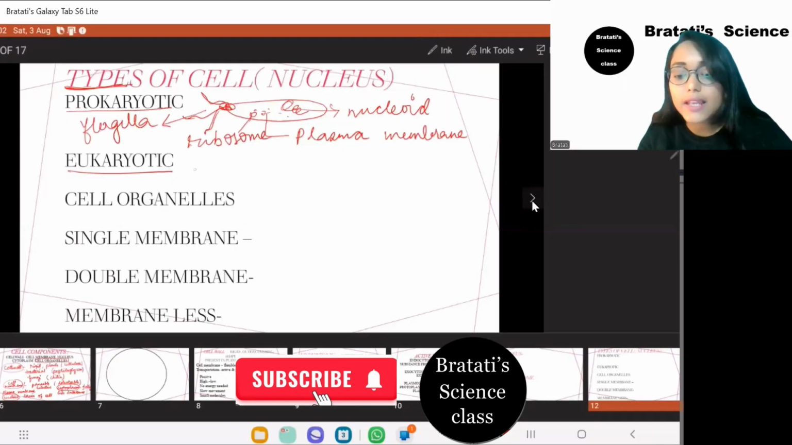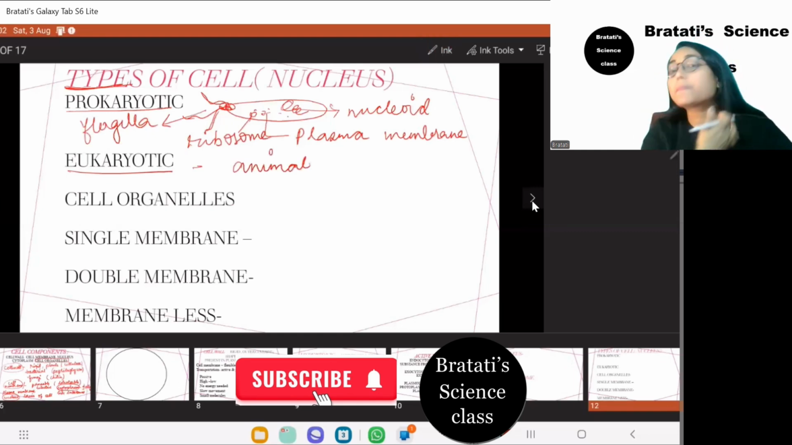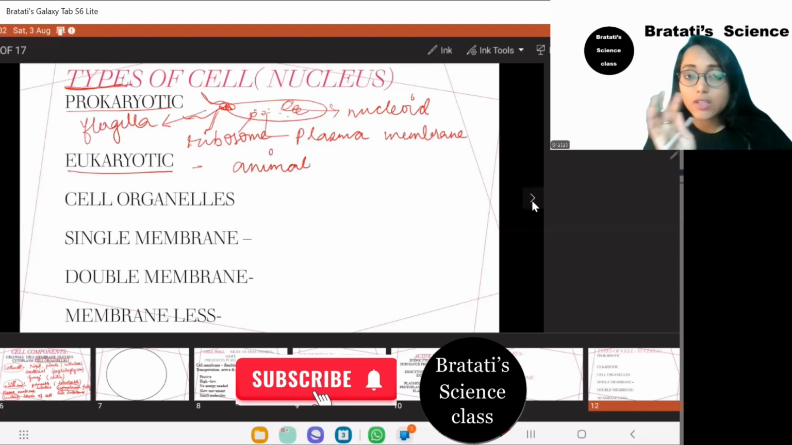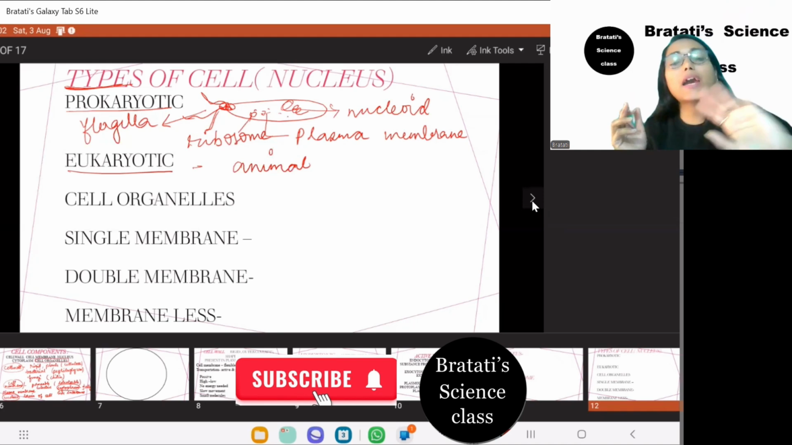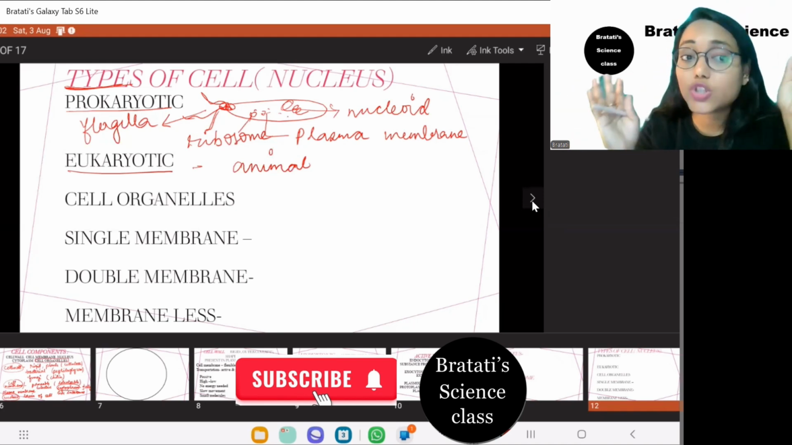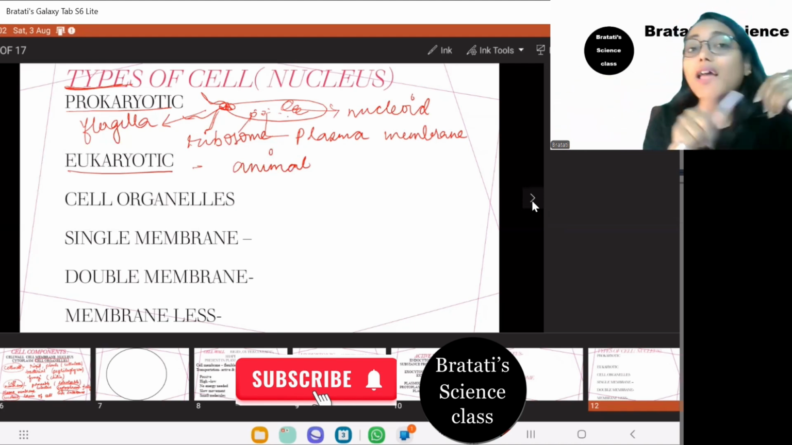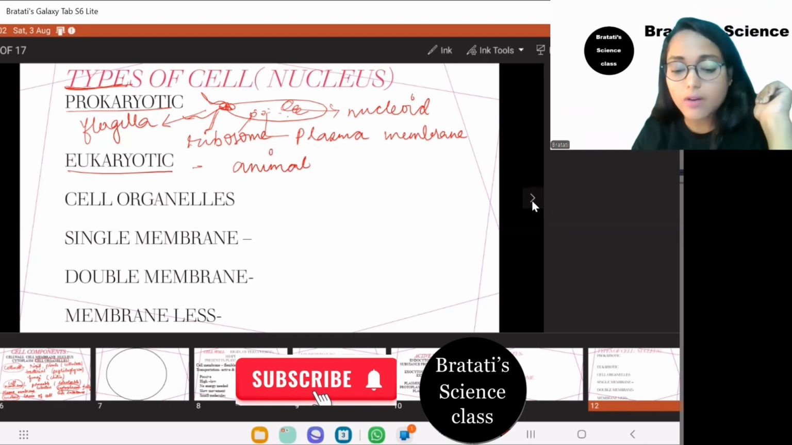Now the eukaryotic cell, as we know, the animal cell and the plant cell. Plant cells have a proper cell wall. Animal cells do not have the cell wall. They have a proper cell membrane and a proper nucleus. So the main difference is that the prokaryotic cell does not have a nucleus, but the eukaryotic cell has a nucleus. The prokaryotic cell has flagella for movement, but the eukaryotic cell does not. The prokaryotic cell does not have a cell wall at all, but the eukaryotic plant cell has the cell wall. Got it? Now, cell organelles.